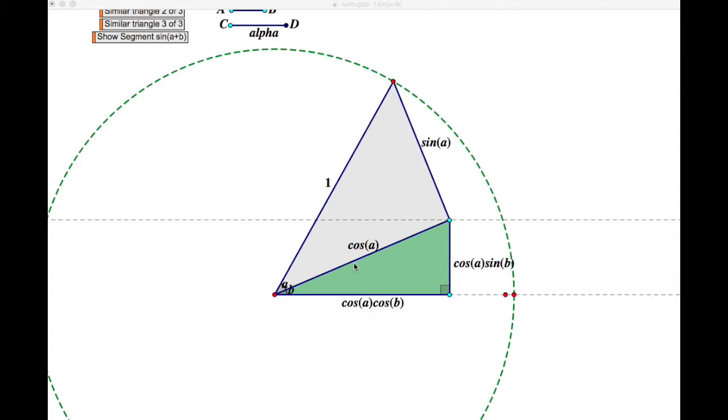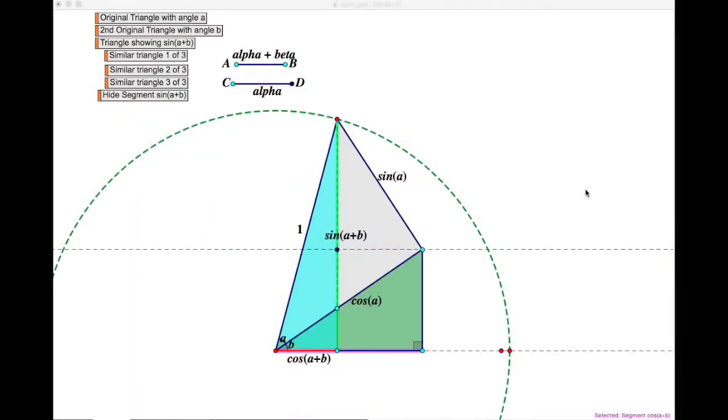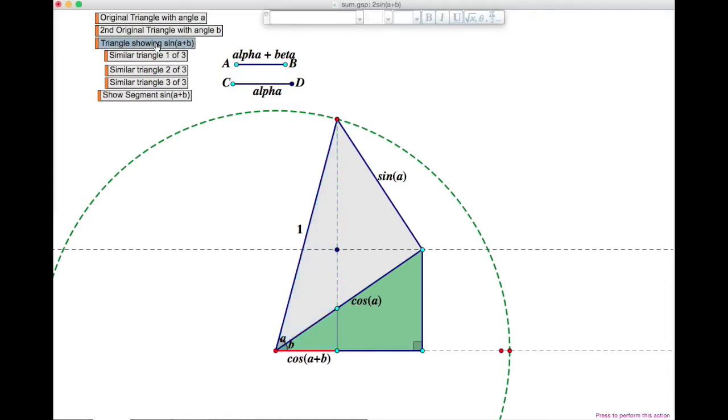This means that the legs of the green triangle need to be scaled down by a cosine of A, resulting in legs of length cosine of A sine B right here. And then we also have the cosine of A cosine of B. Now we are interested in the blue triangle. This blue triangle is right here, and the triangle contains angle A and angle B. And therefore it has leg lengths of sine of A plus B, and then also cosine of A plus B.